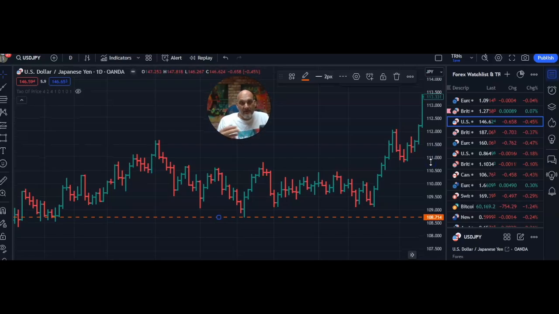Now the opposite would be for downward movements. If you're making a high and then you're making a deeper low and then you make a lower high, it's Dow theory all over again. You're making a lower high and then you pass through that low. That's basically a trend change. It's the same thing here.